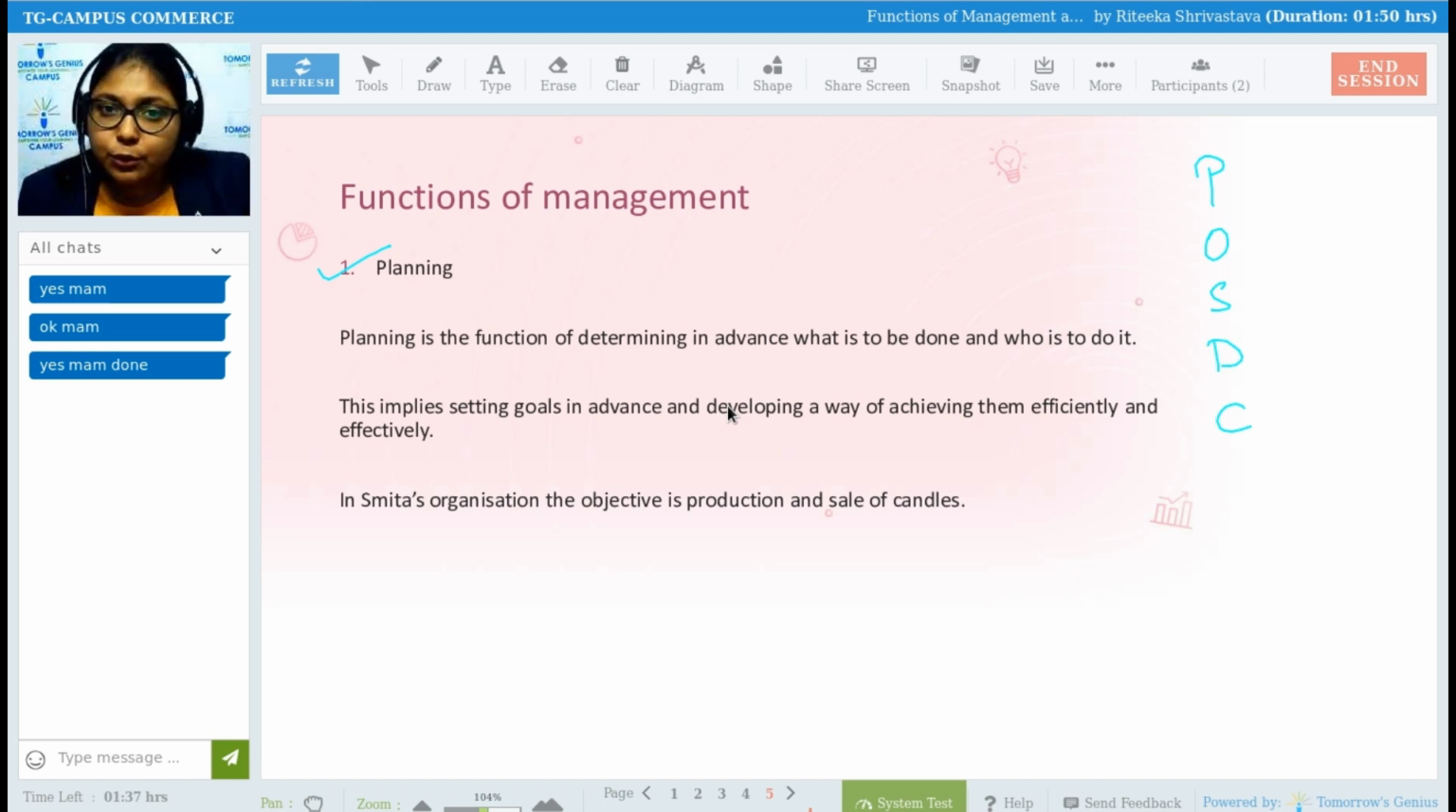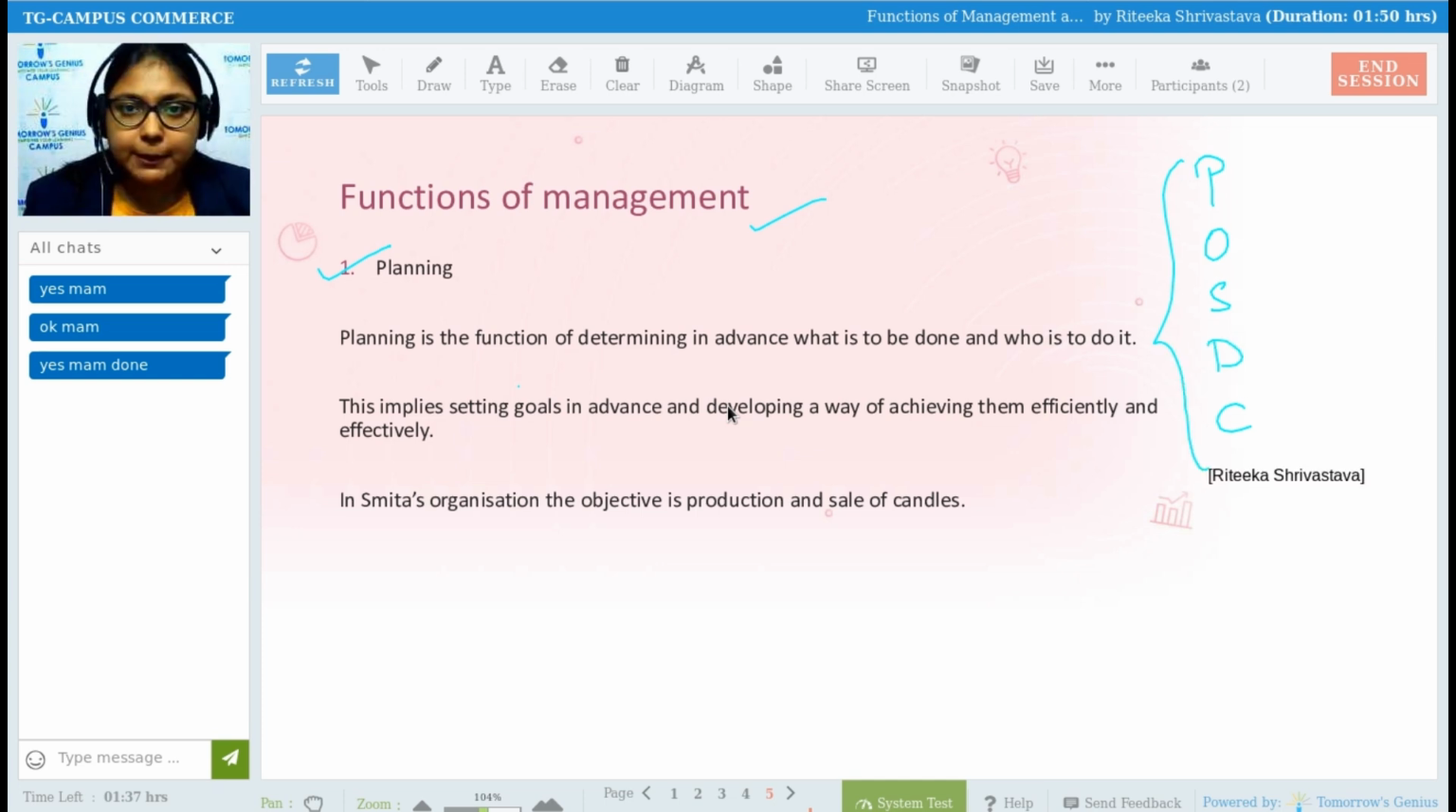First, the organization will do planning, then it will do the organizing, then the staffing and directing, and finally controlling. This is the proper sequence in which every organization manages functions of management. And they are called functions of management because these are the main functions which are required in order to run the organization or run the management. That is the reason these are called functions of management. So we will start with the first one, that is planning.